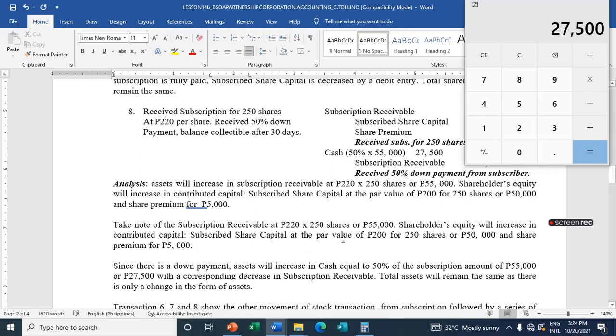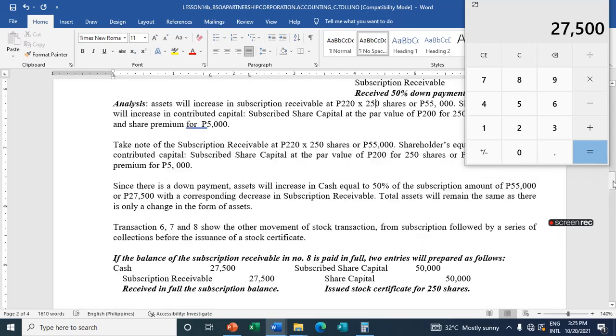Subscribed share capital at the par value is 50,000, and share premium is 5,000. Since there is a down payment of 50% of the subscription amount of 55,000, or 27,500, there is a corresponding decrease in subscription receivable. Total assets will remain the same as there is only a change in the form of asset. So, what was paid in this transaction is only 50%, which is the 27,500.